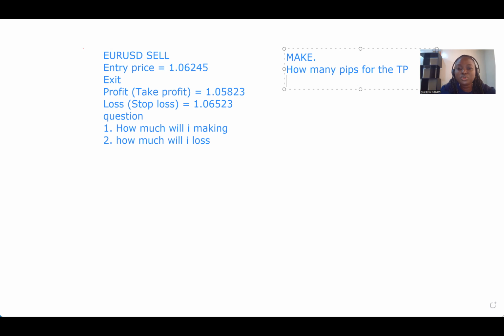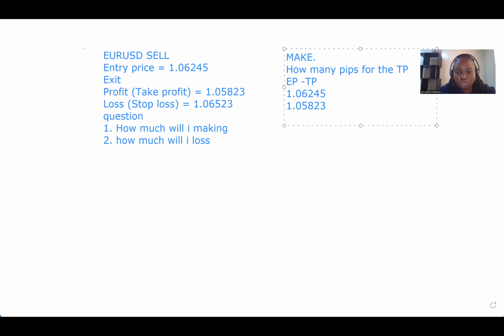Now remember, because it is a sell direction, the formula you'll be using is entry price minus take profit, to know how many pips. So what's the entry price? We have 1.06245. That's the entry price, and the take profit is 1.05823. So now it's time to subtract.